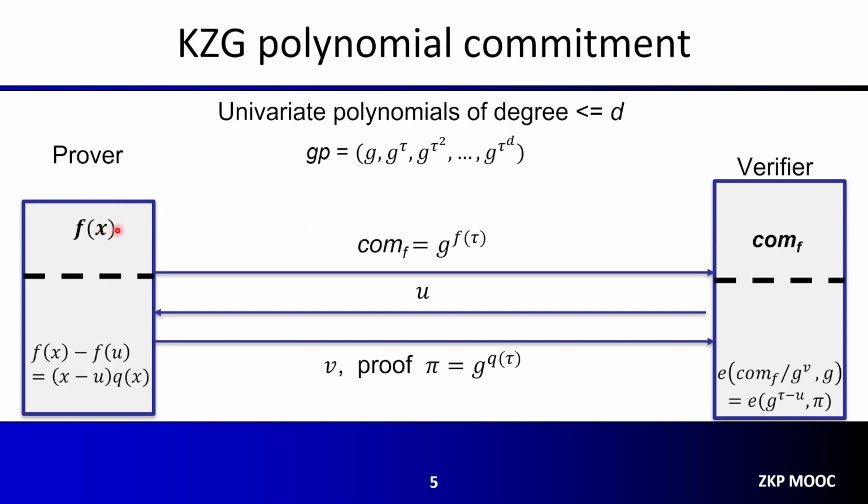And then for a polynomial f(x), the prover can commit to it using only the global parameters and compute g^f(τ) as a commitment. Later, for an evaluation point u, the prover computes this polynomial equation, f(x) minus f(u) equals (x minus u) times q(x). After figuring out q(x), the prover computes this proof π as g^q(τ). And finally, the verifier checks this polynomial equation in the exponent using the pairing operation. And that is the complete description of the KZG polynomial commitment.